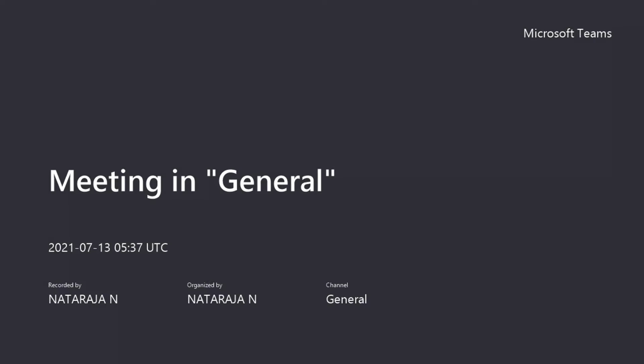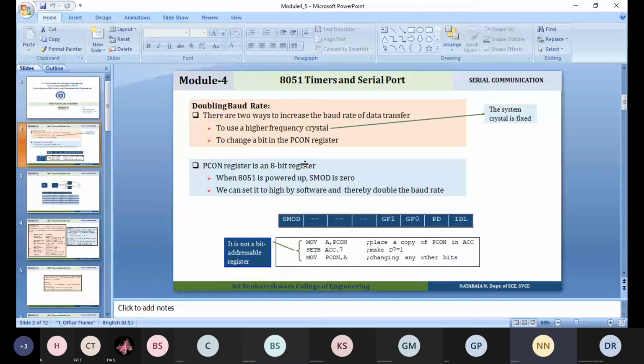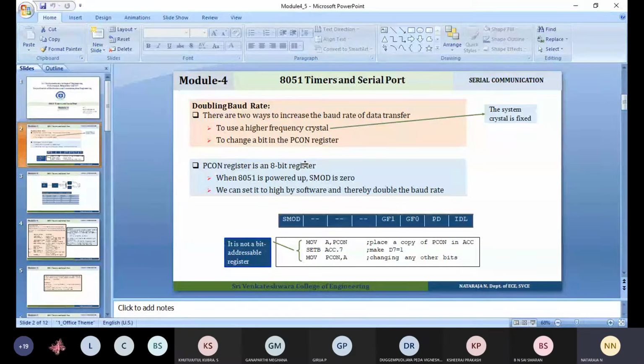Baud rate. Next topic. So far we have discussed serial communication. If I'm going to transmit serial data, we decide the baud rate based on the frequency of the system. Now we are going to increase the baud rate. We are going to double the baud rate. How exactly are we going to do that? Here we'll discuss a basic introduction to doubling of a baud rate.